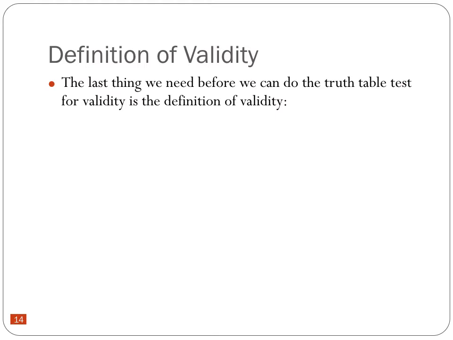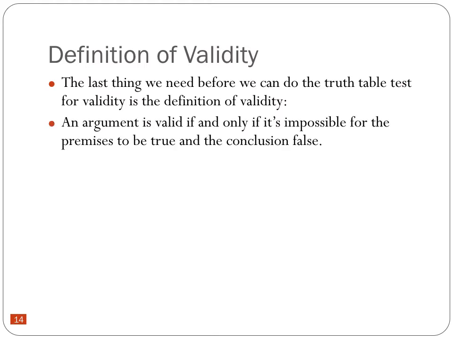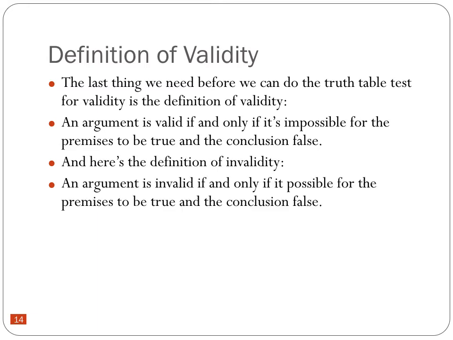We also need to be clear about the definition of validity. An argument is valid if and only if it's impossible for the premises to be true and the conclusion false. Here's the definition of invalidity. An argument is invalid if and only if it is possible for the premises to be true and the conclusion false.